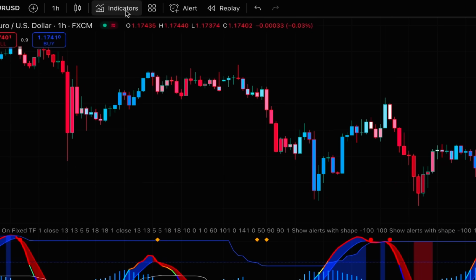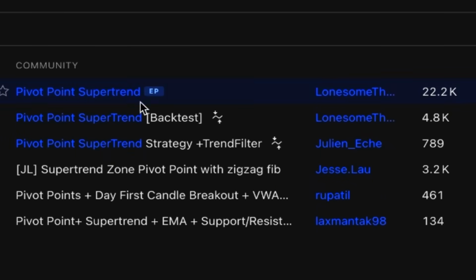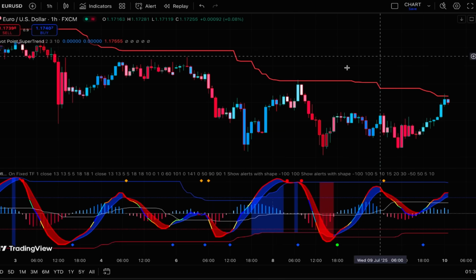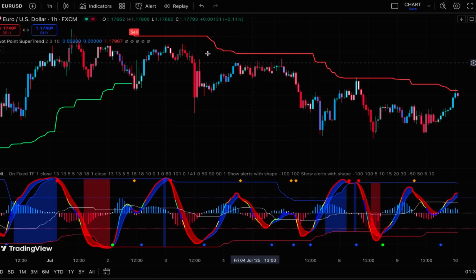One good matching indicator that we can use is pivot point super trend, an editor specs indicator written by Lonesome the Blue. This is the indicator, and as you can see, it's overlaid on the price chart. We use this indicator for trend identification, not buy sell signals.